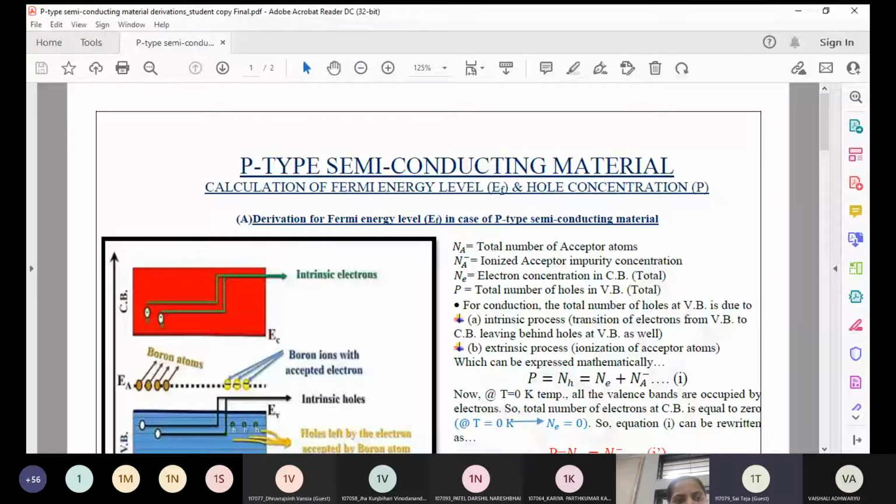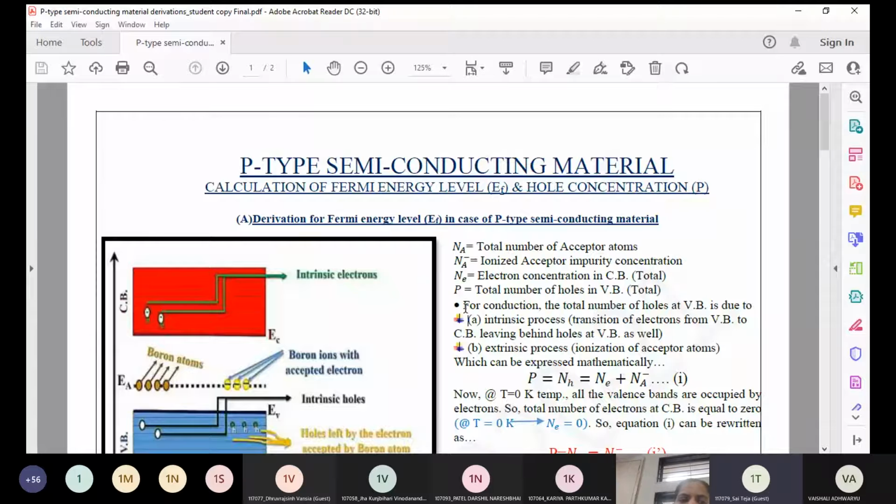So the total number of holes present in the valence band will be due to, firstly, the intrinsic process, which takes place in the valence band, where the electrons will be moving towards the conduction band and a vacancy will be created. So the intrinsic mechanism plus the extrinsic process, which takes place due to the doping of these acceptor atoms, because of which these acceptor atoms will get ionized. So the total number of holes in the valence band will be due to these two processes.